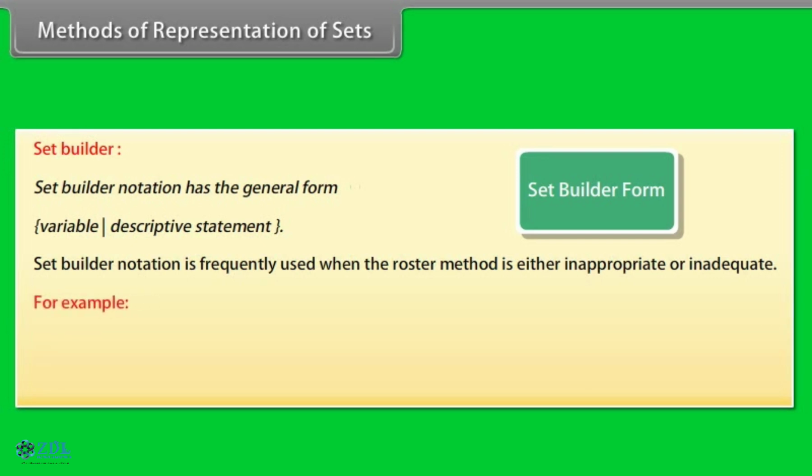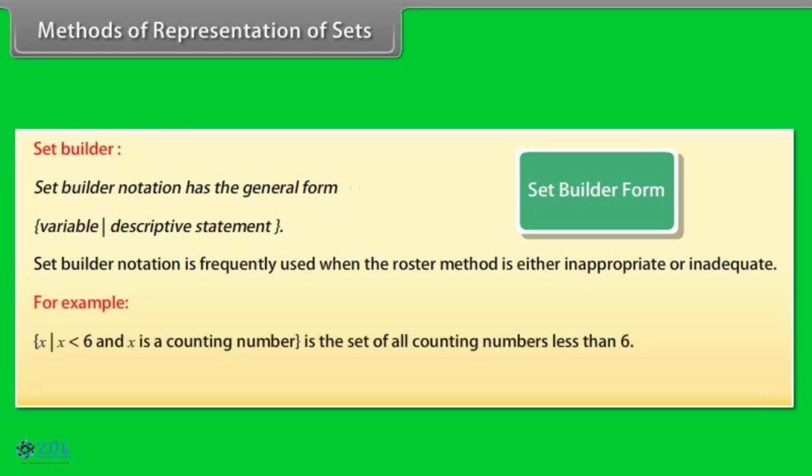For example, {x | x < 6 and x is a counting number} is the set of all counting numbers less than 6. Note, this is the same set as {1, 2, 3, 4, 5}. Examples of roster form of sets.